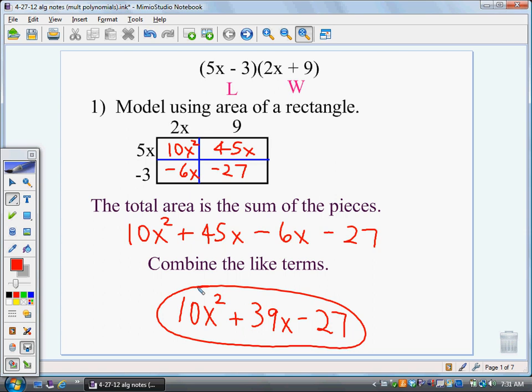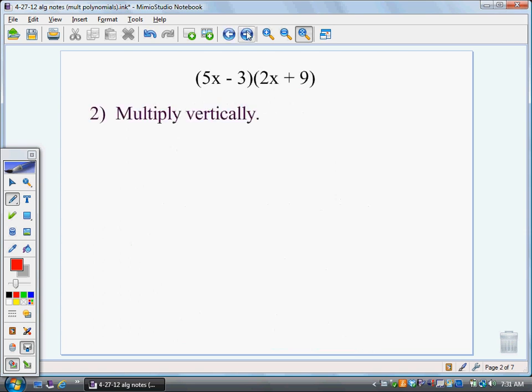And all we did was model it with the formula for area of a rectangle. Since that formula is length times width, we just used each binomial to represent the length and the width, went through and multiplied. And I'm going to go through and do this 3 other ways, show you just 3 different things that you could do. We'll get the same answer every single time.